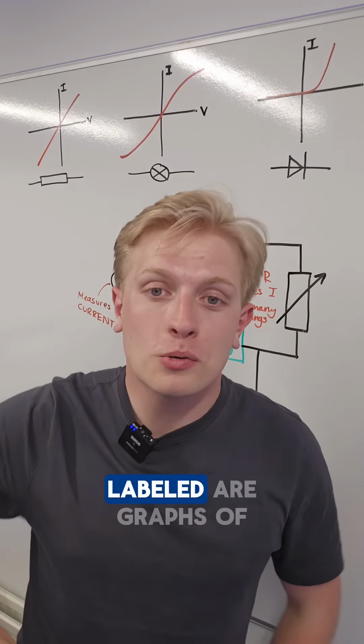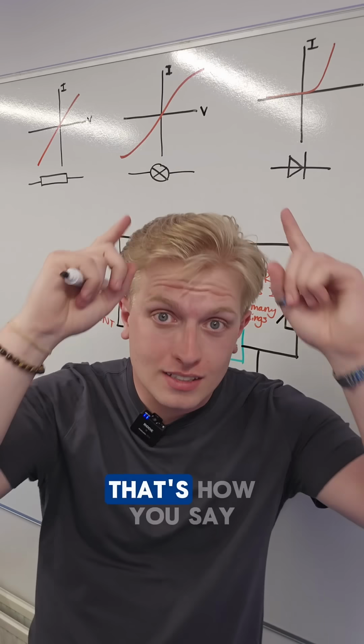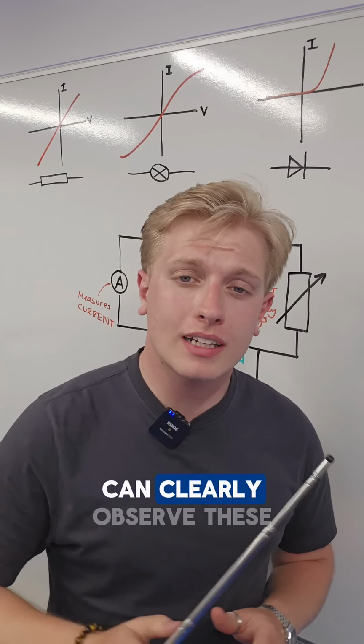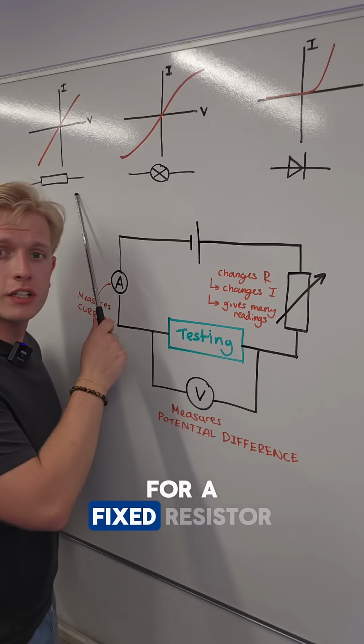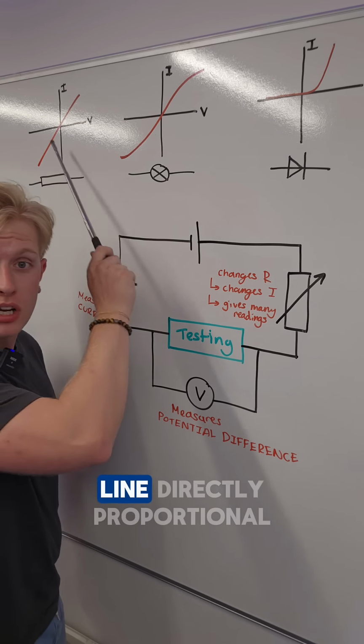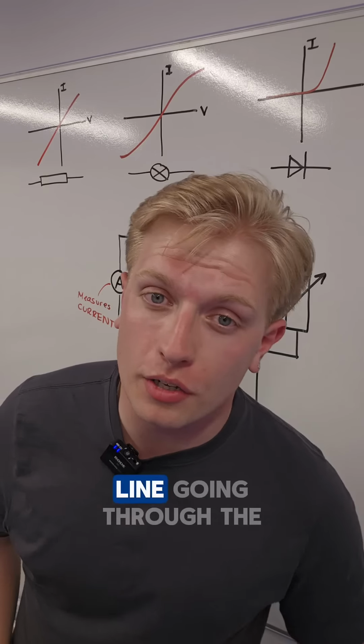These graphs I've now labeled are graphs of I against V. That's how you say it. I on the y-axis, V on the x-axis. And from that, you can clearly observe these relationships. For a fixed resistor, we have a fixed resistance, which is why this is a nice straight line, directly proportional since it's a straight line going through the origin.